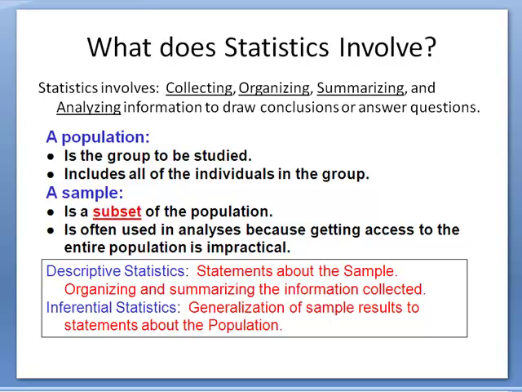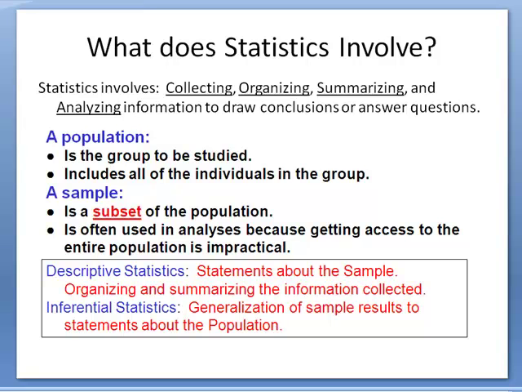Now, if we could always do the analysis on the population, that would be great, because whatever we would say the answer was, there wouldn't have to be any inferences involved. We would just say, here's our conclusion. But a lot of times that's not feasible to do. It's either too time-consuming, there's no way to get the full population, or cost prohibitive. So what we have to do is get a sample. And a sample is a subset of the population. It's often used to do the analysis because getting access to that entire population, as I said, is impractical.